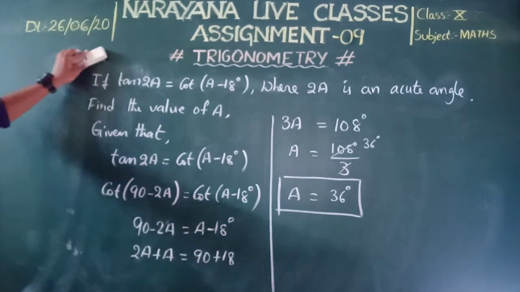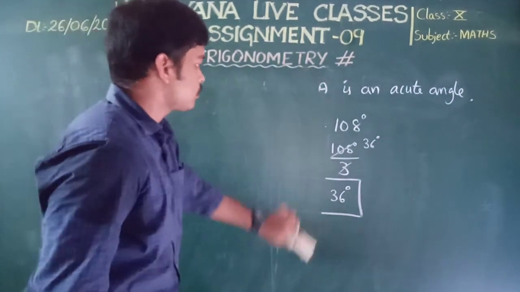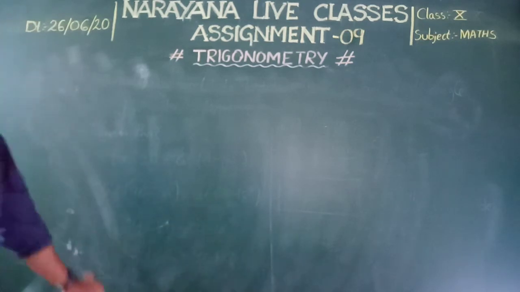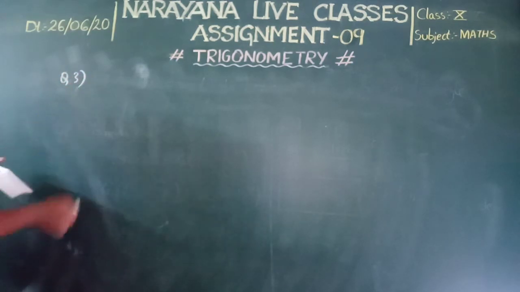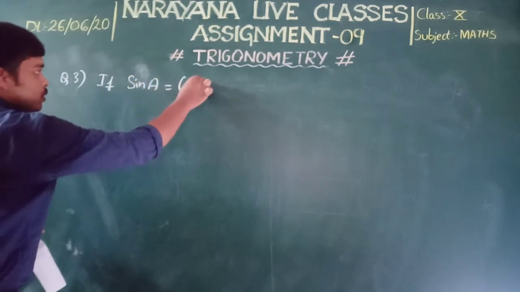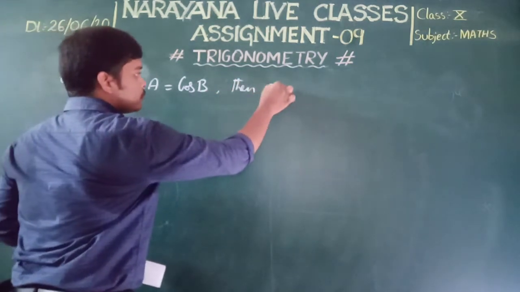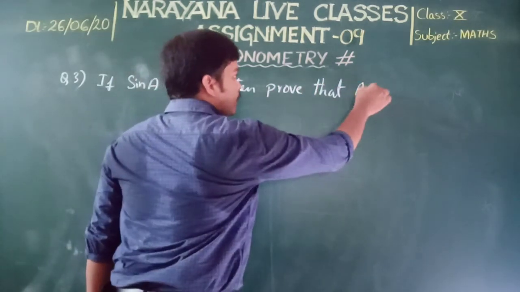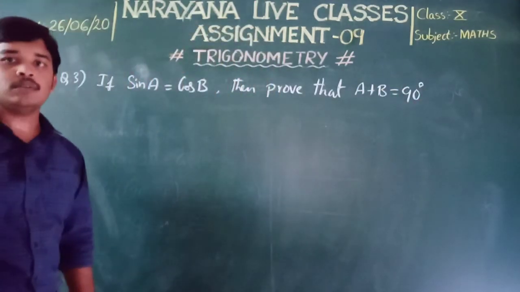Next question. Now question number 3. If sin A is equal to cos B, then prove that A plus B is equal to 90 degrees.